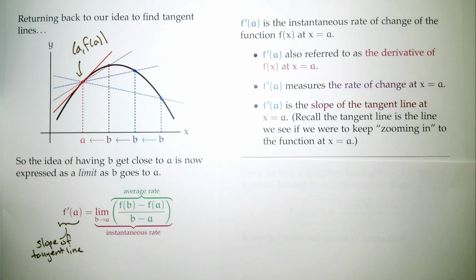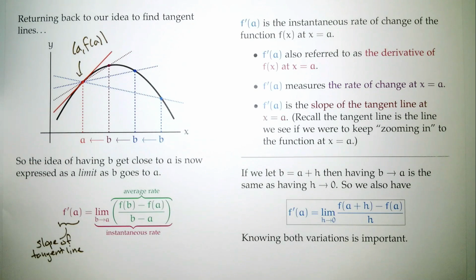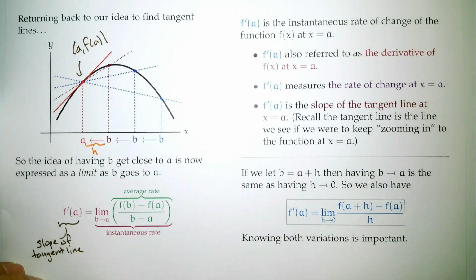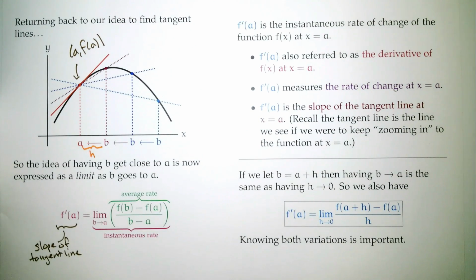Now there's a different variation that we oftentimes use for our definition of derivative. And this says, okay, let's think of b not as a number, but let's think of b as we took a and then we perturbed it a little bit. So in other words, b is a plus a small change. So what we're thinking of here is this small gap as being h. So to get from a to b, you went h.